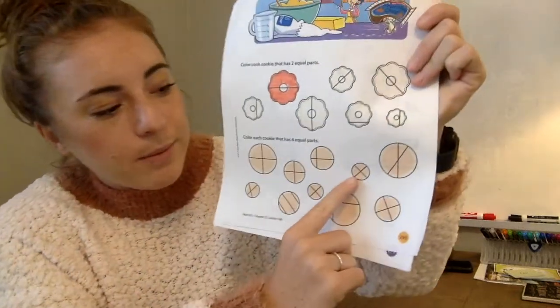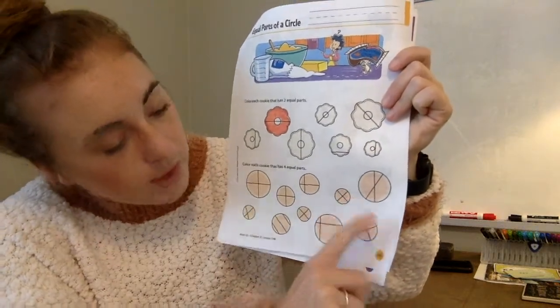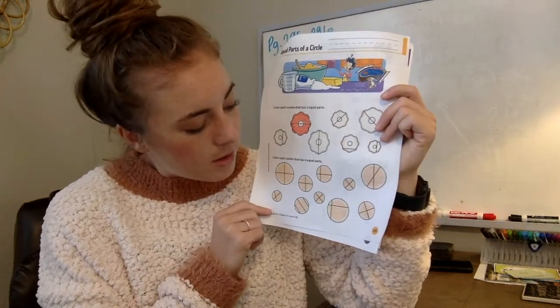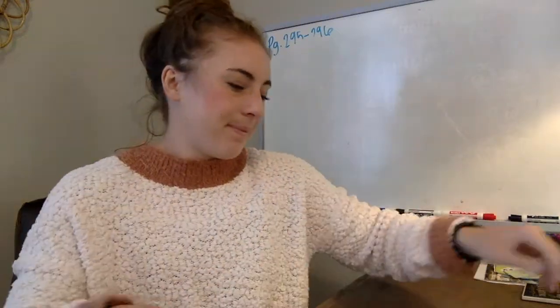What about this one? I see 1, 2, 3, 4 parts. Are they the same size and the same shape? They are. So we would color that cookie.